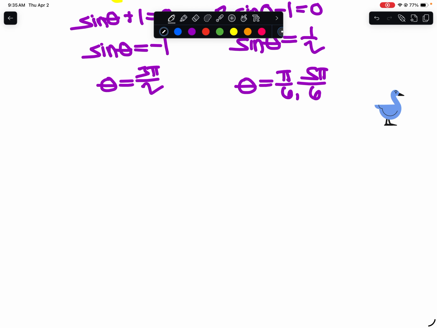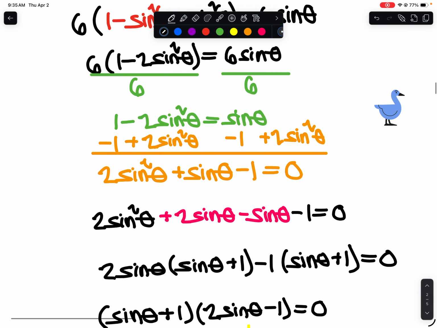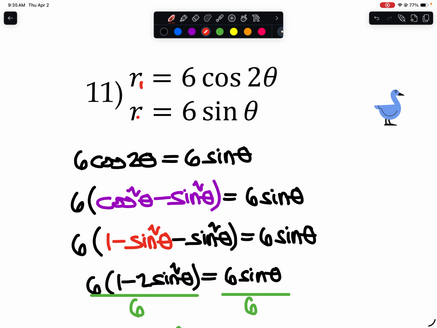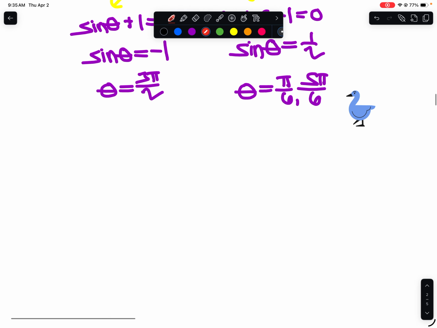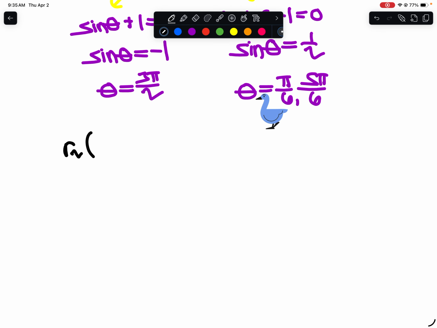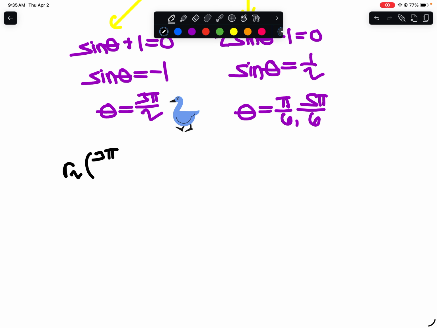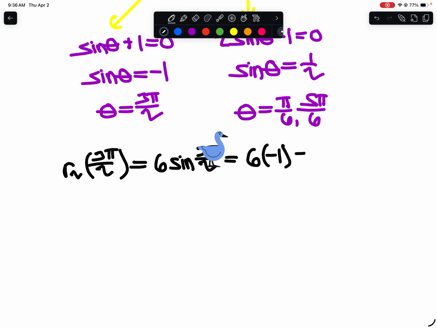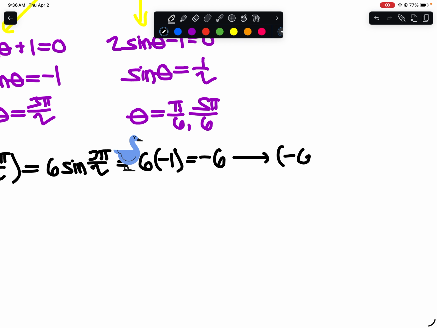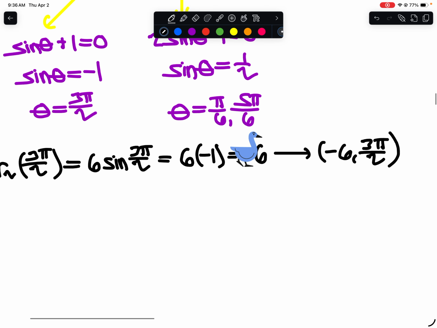So when I plug in, let's make sure I use proper notation. So I'm going to say R1 and R2. So I'm going to plug it into R2. So I'm going to say R2 of 3 pi over 2. So that's going to be 6 sine 3 pi over 2. And that's going to be 6 times -1, which is going to be -6, which means that point is going to be -6 in the direction of 3 pi over 2, which will be the same as the point 6 comma positive pi over 2.